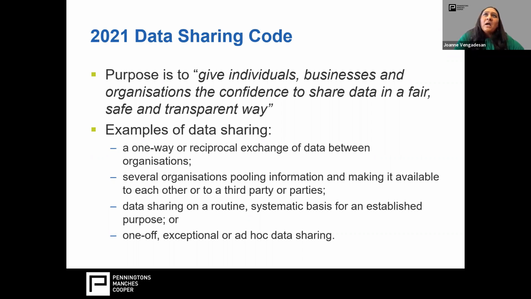For example, if you are about to conclude an acquisition, and you are about to receive the database of the target company, how should that occur? When should that occur? And what safeguards need to be put in place when that occurs? So these are different examples of when the data sharing code can be relevant to help you navigate your way through those different factors that we mentioned.